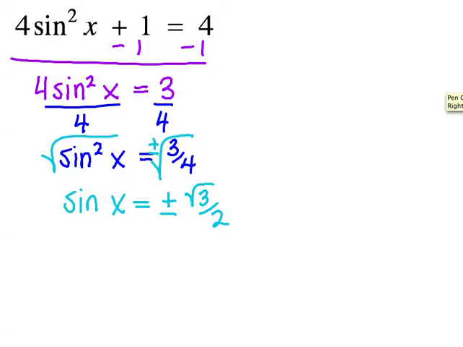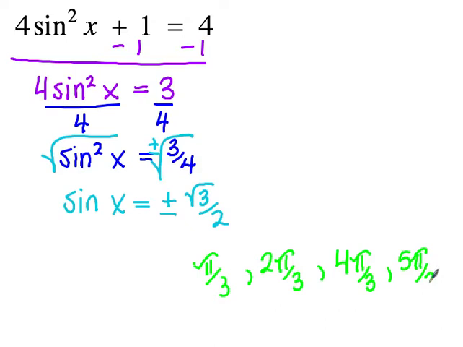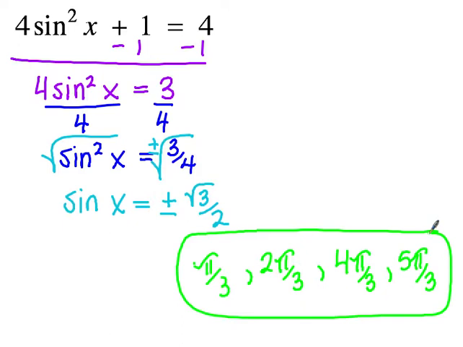Once again, you go to your sine column. I'm looking for anywhere where sine is plus or minus root 3 over 2. So what do we have? Pi over 3? 2 pi over 3? 4 pi over 3? How about 5 pi over 3? You should have a total of 4 of them, 2 positives and 2 negatives. The 2 positives will be at pi over 3 and 2 pi over 3, and the 2 negative ones will be at 4 pi over 3 and 5 pi over 3. So far, so good?